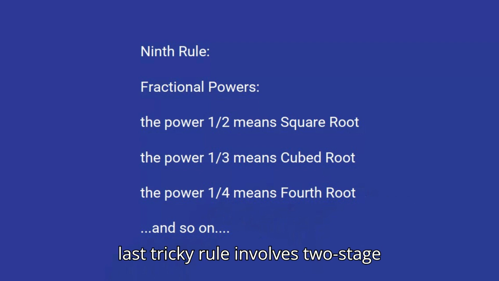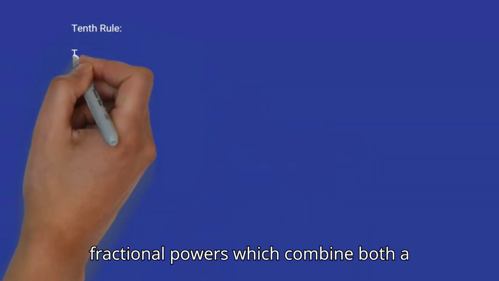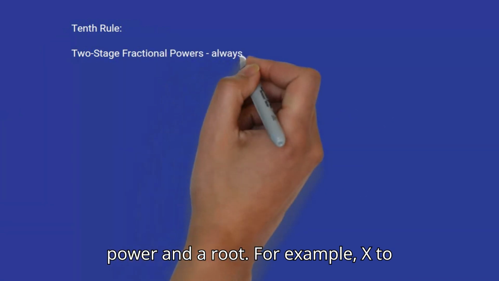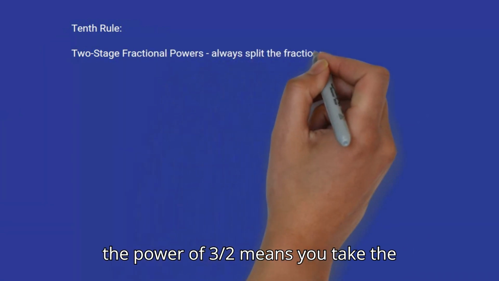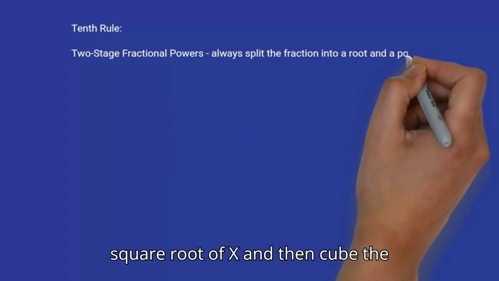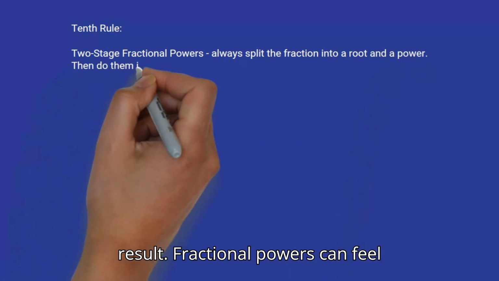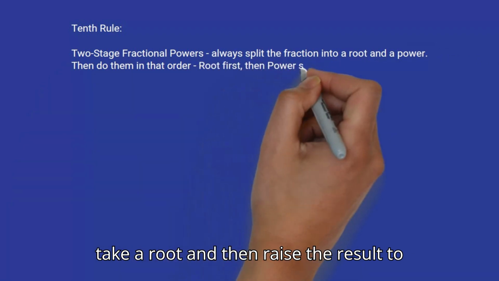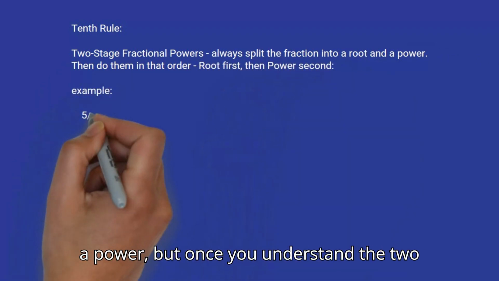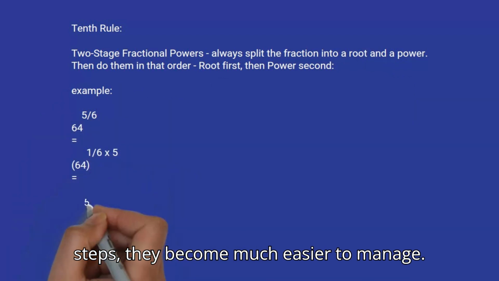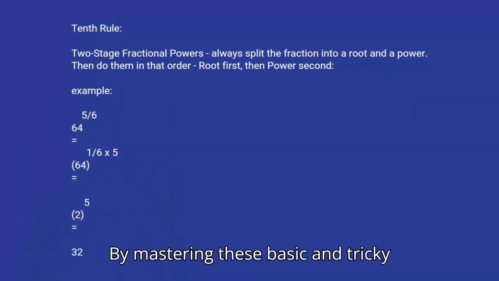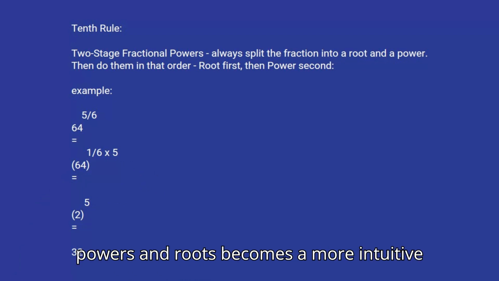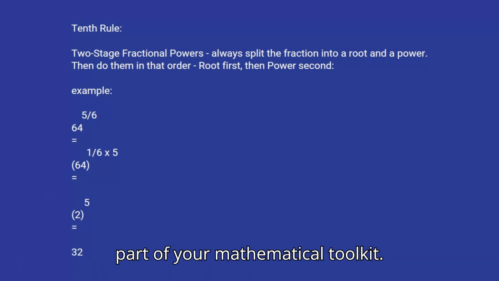The last tricky rule involves two-stage fractional powers, which combine both a power and a root. For example, x to the power of 3/2 means you take the square root of x, and then cube the result. Fractional powers can feel complex because they require you to first take a root, and then raise the result to a power, but once you understand the two steps, they become much easier to manage. By mastering these basic and tricky rules, you'll find that working with powers and roots becomes a more intuitive part of your mathematical toolkit.